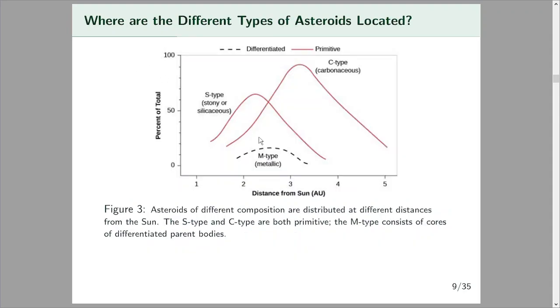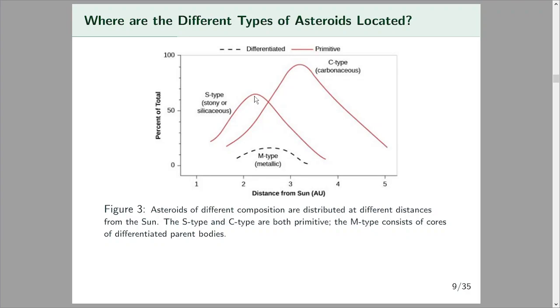So this is just a chart. The x-axis here, the horizontal axis, is the distance from the sun. And then the vertical axis is percent of the total. That's what type of meteorite. And so you can see the S-types peak closer to the sun, and the C-types peak farther from the sun.